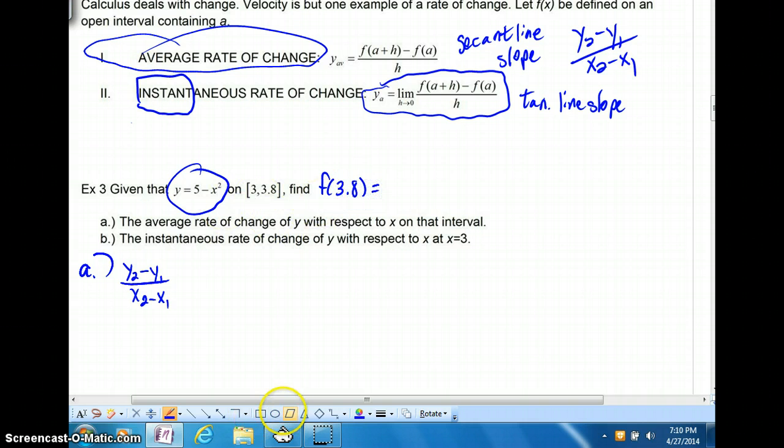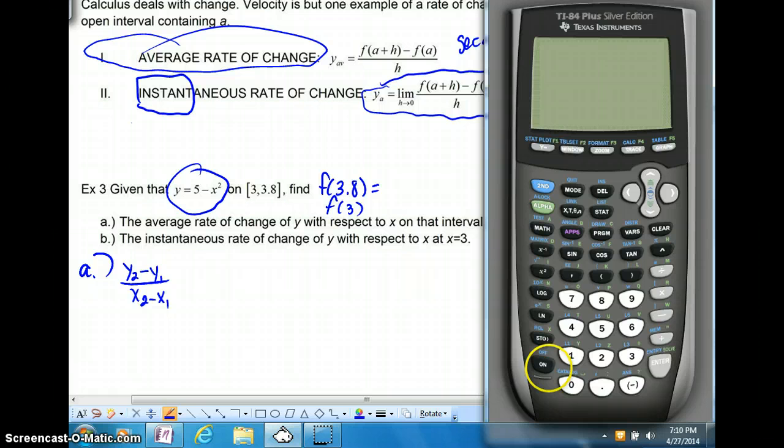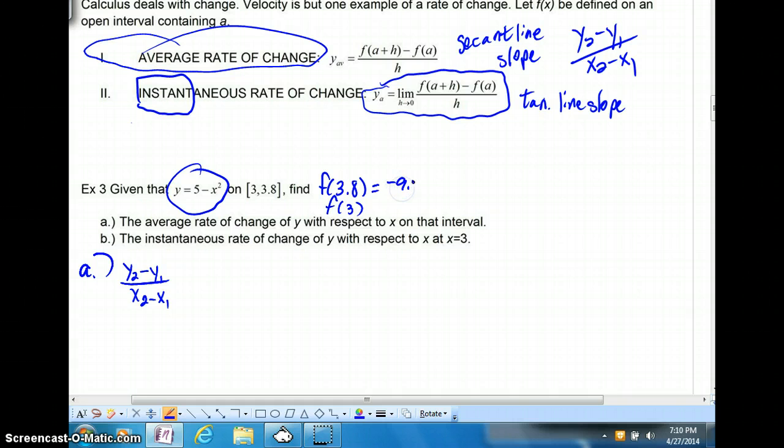If you plug 3.8 into that function just as well as you plug in f of 3, you very well could get 5 minus 3.8 squared is negative 9.44. Plug in a 3, 3 squared is 9, 5 minus 9 is negative 4. So in other words, we'd have 3 comma negative 4. We'd also have 3.8 comma negative 9.44.